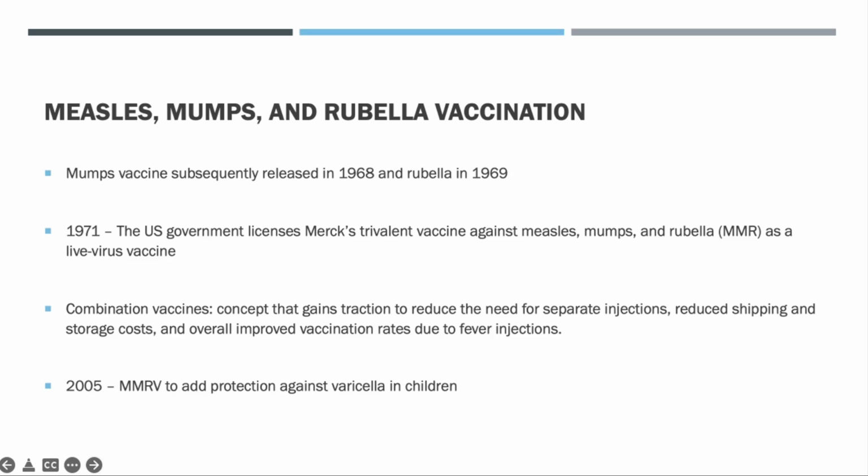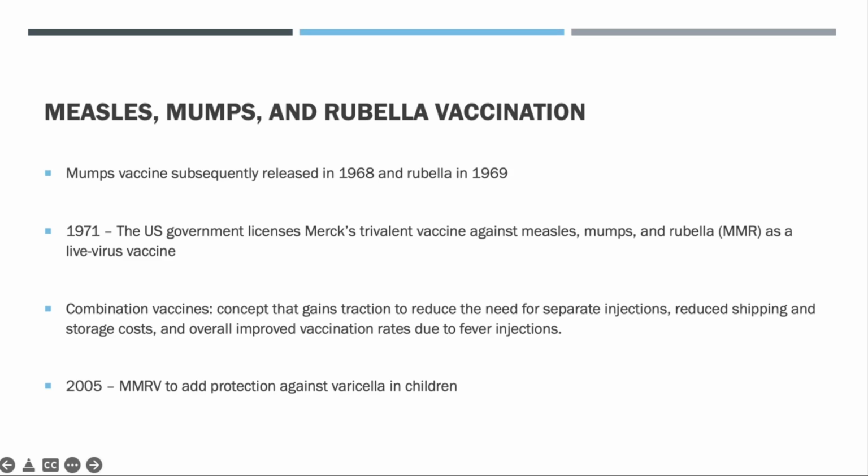Then in 71, the U.S. government licensed Merck's trivalent vaccine against measles, mumps, and rubella as a live virus vaccination. What's critical about this period is the idea of combination vaccines.